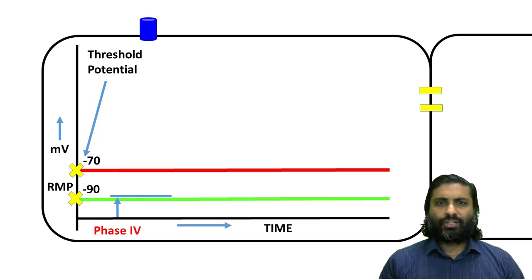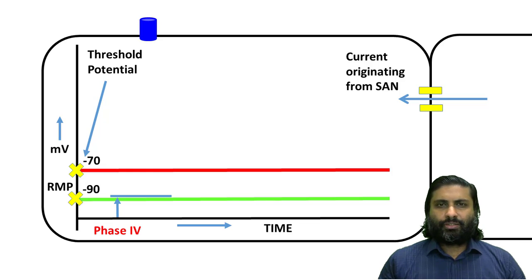The sinoatrial node generates impulses which travel throughout the atrial musculature and ultimately reach the ventricles via the atrioventricular node. These impulses will ultimately reach this particular ventricular myocyte via the gap junctions. This current comes in the form of positive charges, and when that occurs, the voltage of this cell becomes less negative and approaches threshold potential around minus 70 millivolts. Now, once this occurs, the voltage sensitive sodium channel senses the change in voltage and changes its configuration from the closed state to the open state.